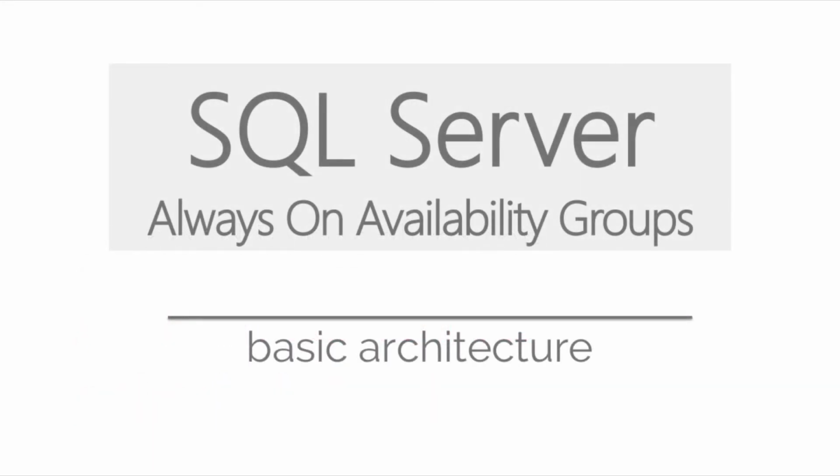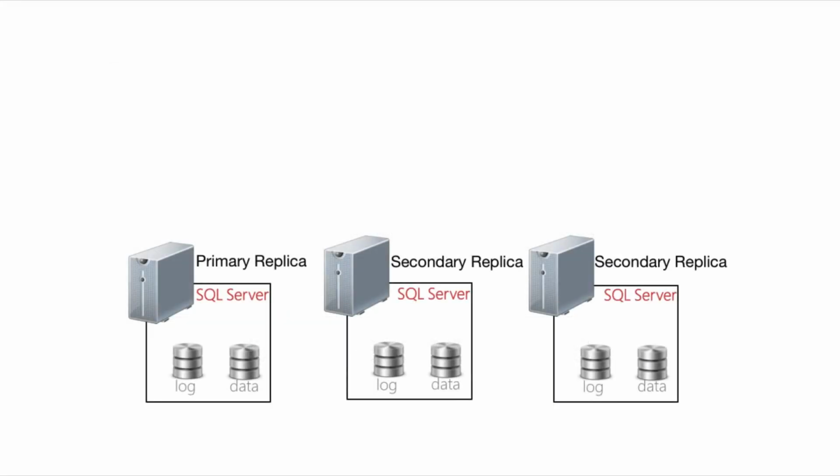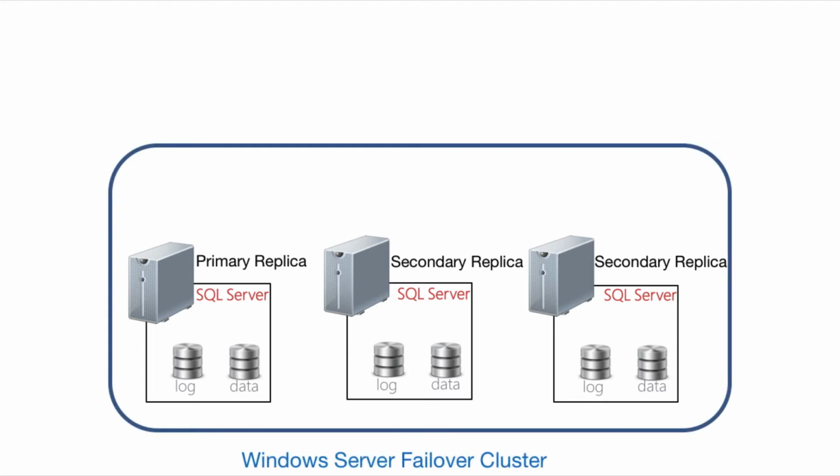Now let's look at the basic architecture for availability groups. We'll look at the underlying platform that availability groups depend on, which is the Windows Server failover cluster. Let's look at how availability groups work. In order for me to build an availability group using these three instances, I need to have all three of the servers be within a Windows Server failover cluster.